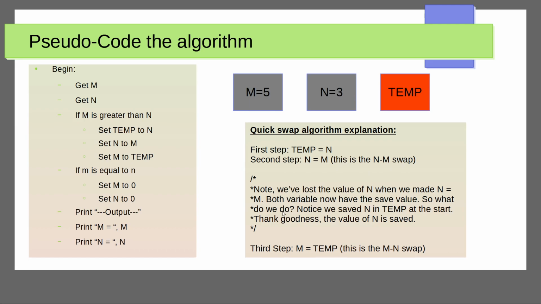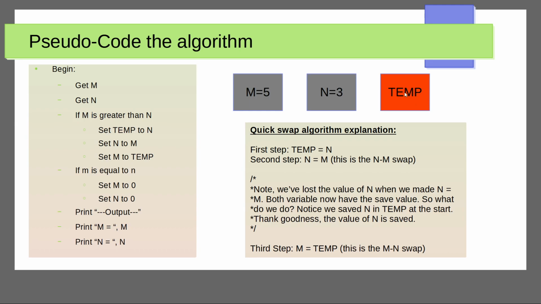Uh-oh. We have a problem. Notice we've lost the value of n. n is now 5 and so is m. Right? n and m are both 5. Both variables now have the same value. So what are we going to do? Notice that we saved n in temp at the start, right? We said temp equals n. So temp is holding 3. These two gray boxes, m and n, are both holding 5. But temp, thank goodness, we remembered to save n in there as 3.